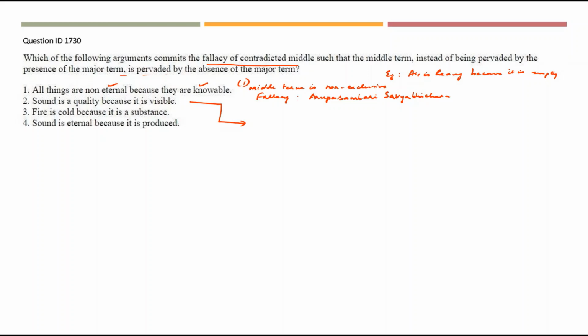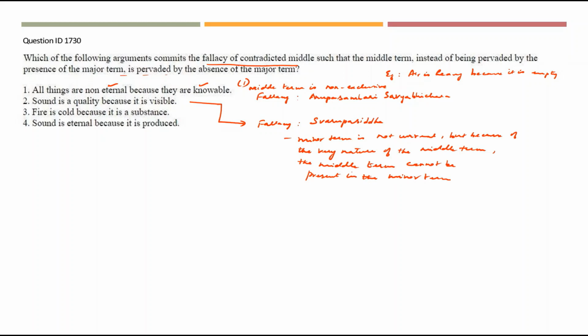The second argument: sound is a quality because it is visible. The fallacy committed here is Swarupasiddha fallacy. When the minor term is not unreal, but because of the very nature of the middle term, it cannot be present in the minor term. Visibility cannot be associated with audible sound. There is no relation there.